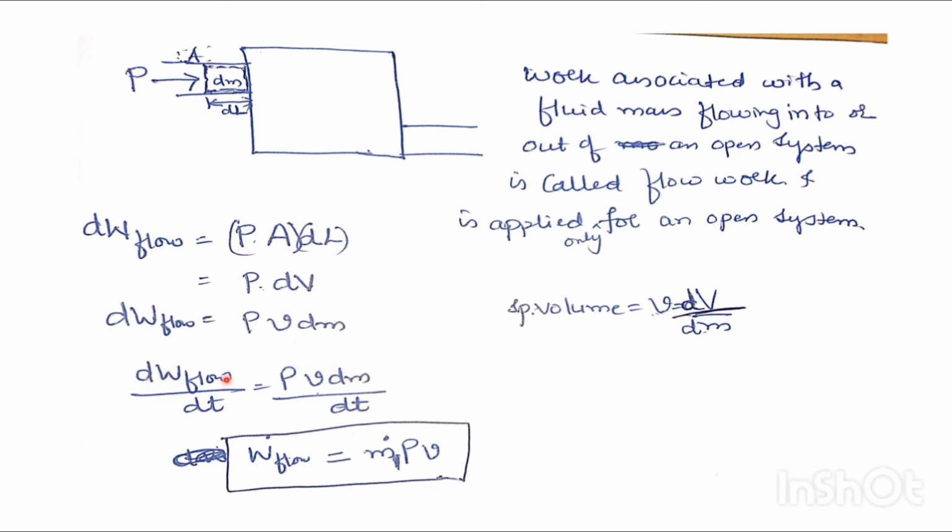So this flow work per unit time will be equal to pv into dm by dt. Therefore, the flow work will be equal to ṁ1 into P into v, where ṁ1 is nothing but the mass flow per unit time. If the flow is taking place from point 1 to point 2, then it is replaced by ṁ1 P1 v1. That is what we have entered there as flow work.